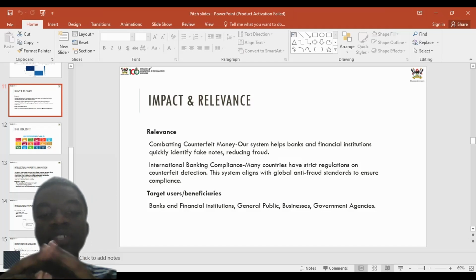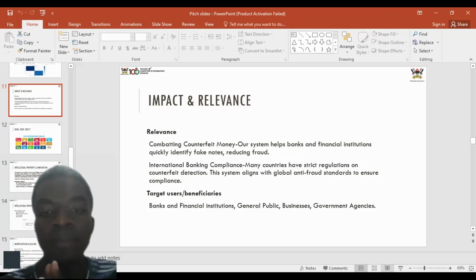And then on the international stage, of course, we know every country has compliance issues. So many countries have strict regulations on counterfeit detection. For example, we know that there is Interpol, there is Europol, and all these agencies have been put in place to make sure that this system aligns with the global anti-fraud standards to ensure compliance.